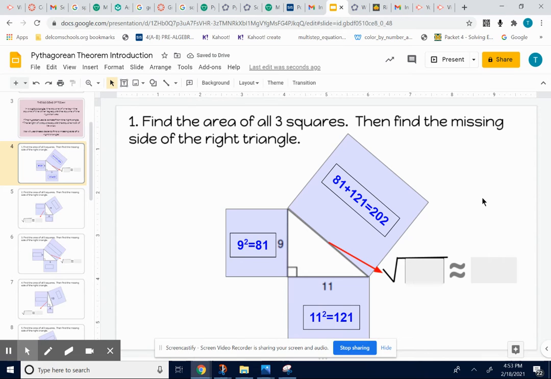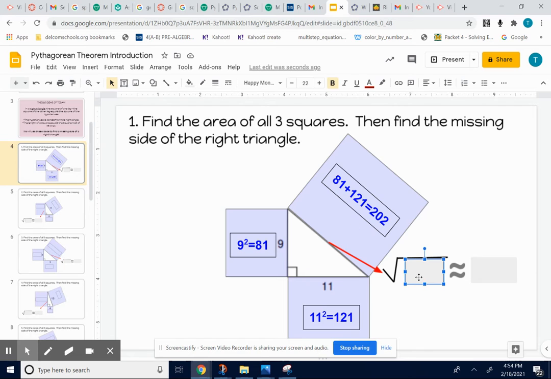So the missing square has area 202 because the two small squares add up to the big square. Now I can find the edge of the square, and that's actually what we've been trying to find all along, the missing side of this right triangle. The missing side of the right triangle is the bottom edge of this square that has area 202.